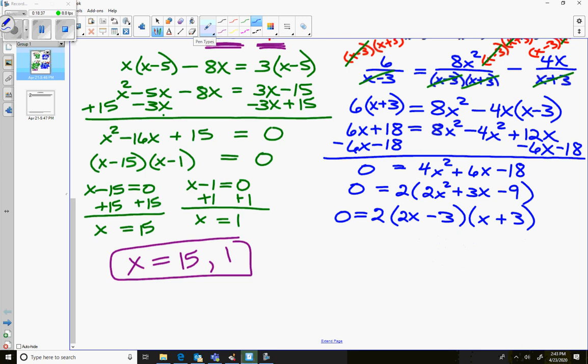Once you have it factored equal to 0, set each one equal to 0. So 0 equals 2, 0 equals 2x minus 3, and 0 equals x plus 3. 0 equals 2 doesn't even have a variable. It's illogical. Throw it away.